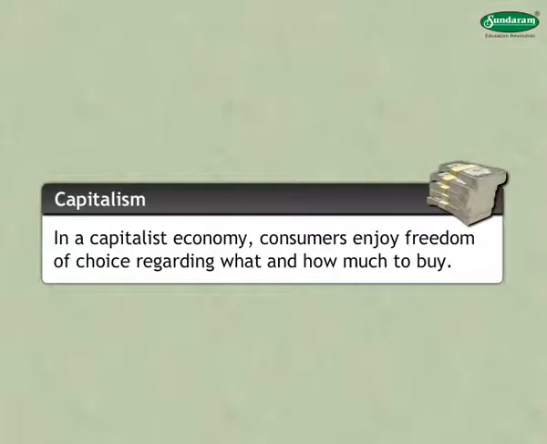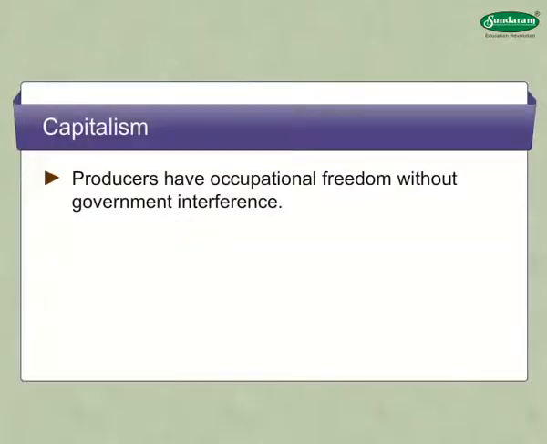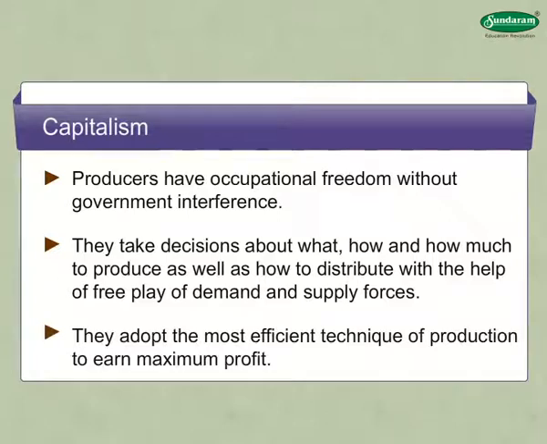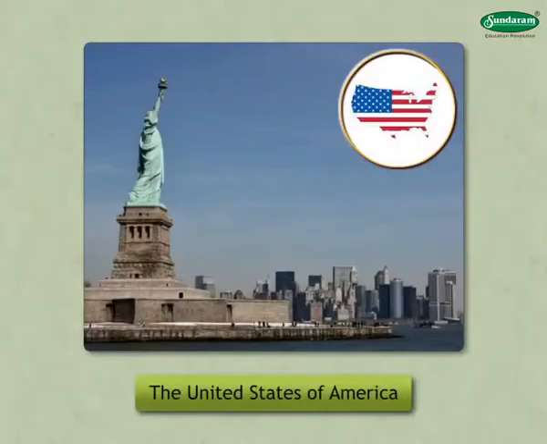Capitalism. In a capitalist economy, consumers enjoy freedom of choice regarding what and how much to buy. Producers have occupational freedom. The government does not interfere in economic activities. The decisions about what, how, and how much to produce, as well as how to distribute, etc., are taken with the help of free play of demand and supply forces. Producers adopt the most efficient technique of production to earn maximum profit. Example of capitalism is the United States of America.